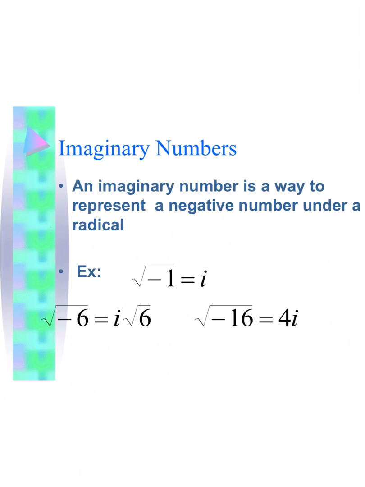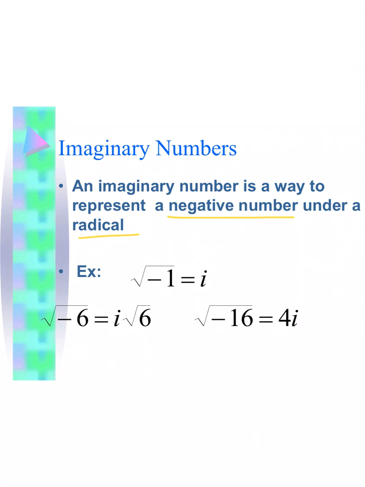An imaginary number is a way to represent a negative number underneath a radical. The foundation for this is going to be the square root of -1, which is always going to be defined to be i. So as we are simplifying things, if we can somehow simplify out the square root of -1, we can transfer that to be an i, and then we can manage what is left.